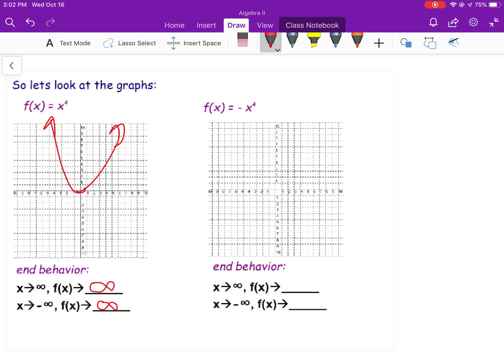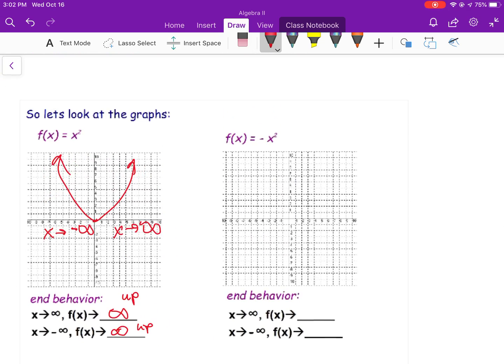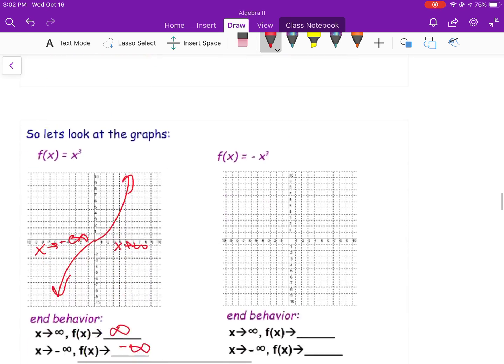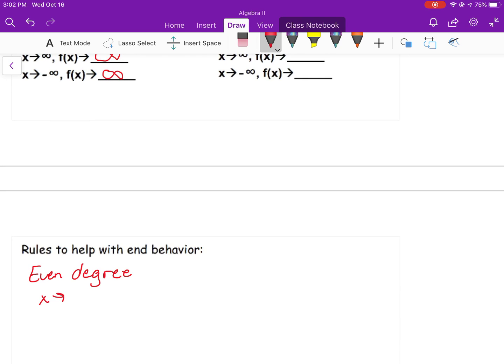Okay, and as you look through, the fourth power looked a lot like the second power. So what I could say is that if I've got even degree, my end behavior is going to look like this. So on the right side of the x-axis, f of x goes up. On the left side of the y-axis, the graph also goes up. So up and up.